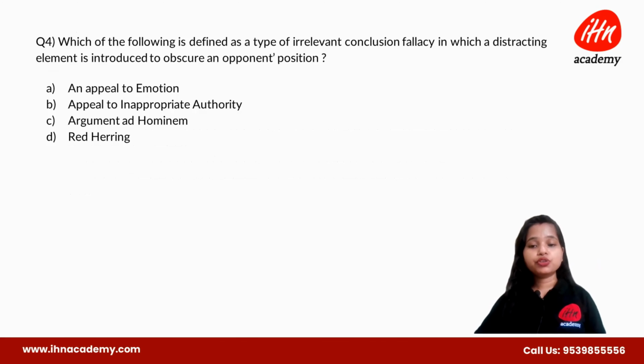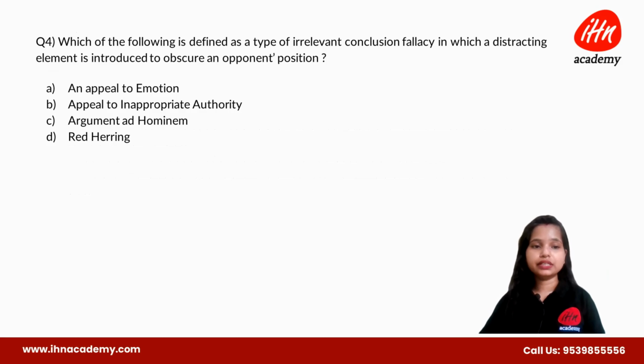Then let's come to the next one. Which of the following is defined as the type of irrelevant conclusion fallacy in which a distracting element is introduced to obscure an opponent's position? Okay, so the question is from fallacy. Fallacy के questions भी बहुत important हैं आपके. One or two questions you will definitely get from the fallacy. Like formal fallacy, it could be informal fallacy. So here the question is from informal fallacy.